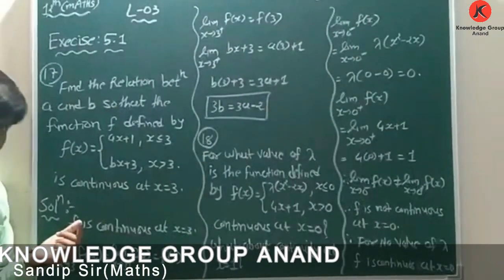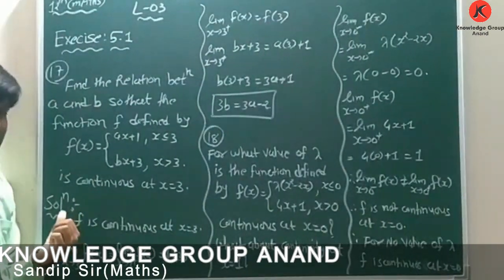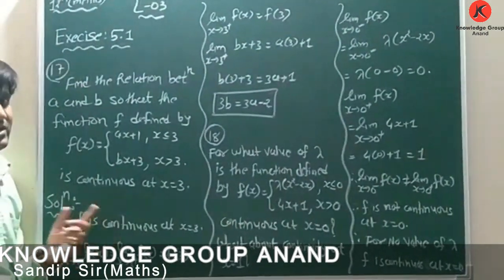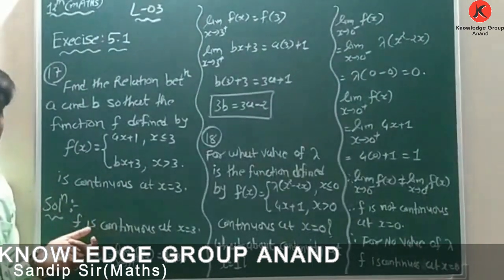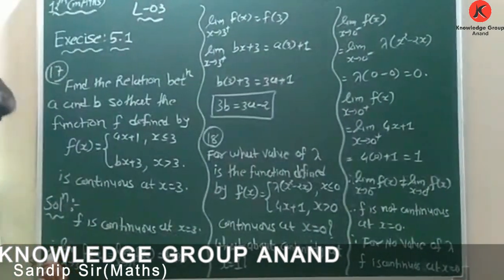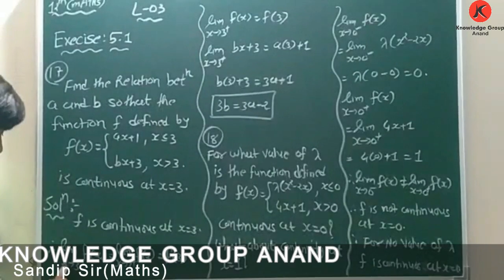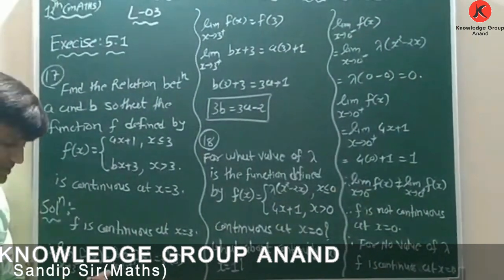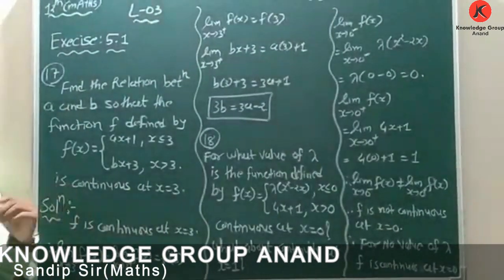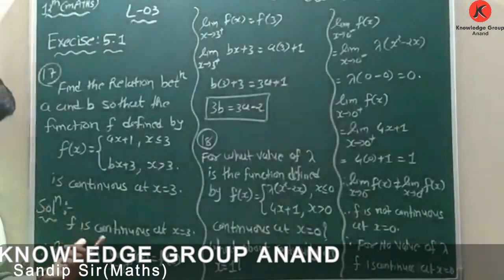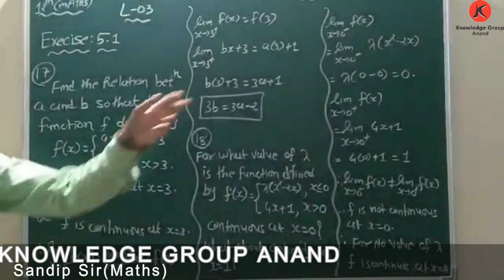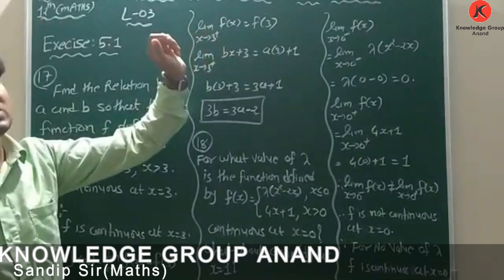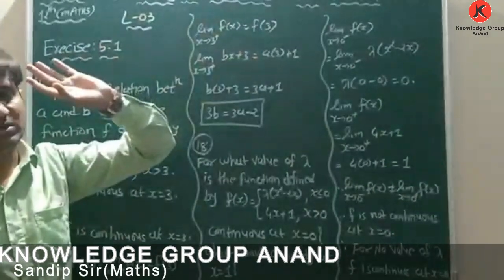So that according to the definition of continuity, left hand side limit is equal to right hand side limit and at that point, okay, the value of the given function. Okay, that means all are the same. Limit x tends to 3 minus f of x is equal to limit x tends to 3 plus f of x is equal to f of 3. Let's take any two comparison. So consider limit x tends to 3 plus f of x is equal to f of 3.